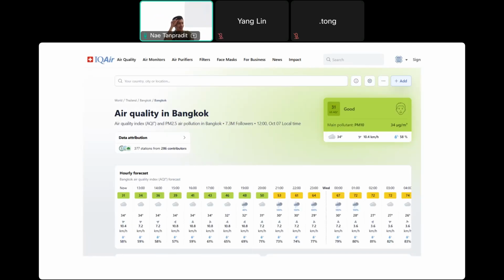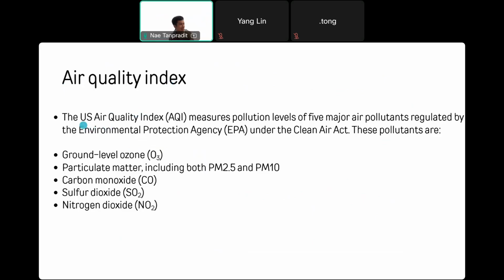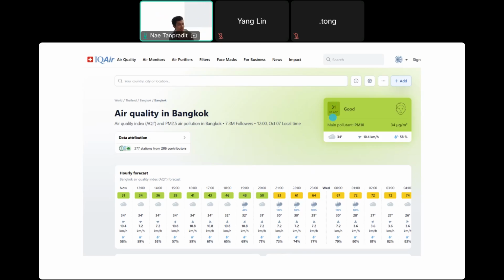I know that everyone knows this from the application, right? But when you look closer, you see a number hourly, from 1 hour apart, that keeps getting worse, getting better. And you see here the US AQI. That means there's another AQI, right? Because they have the US one, they may have other countries' AQI also.